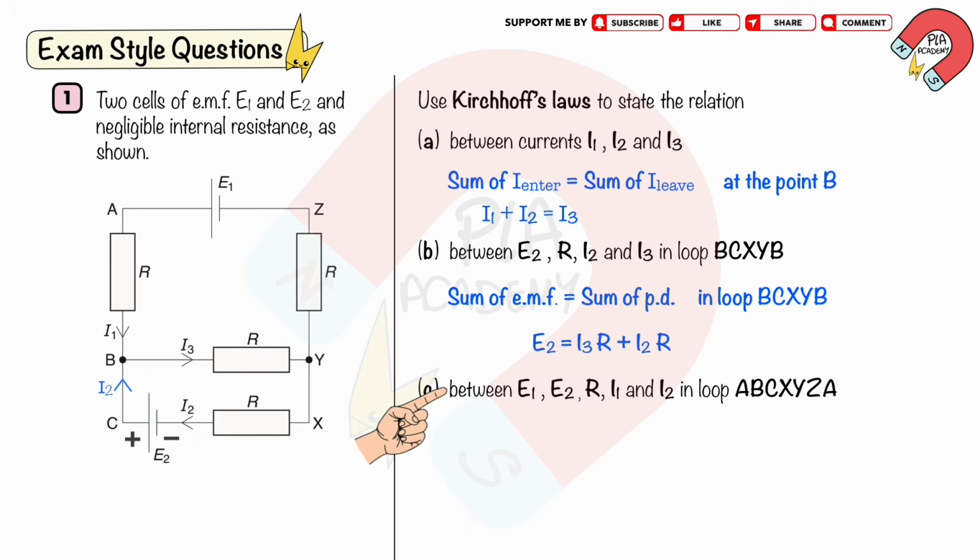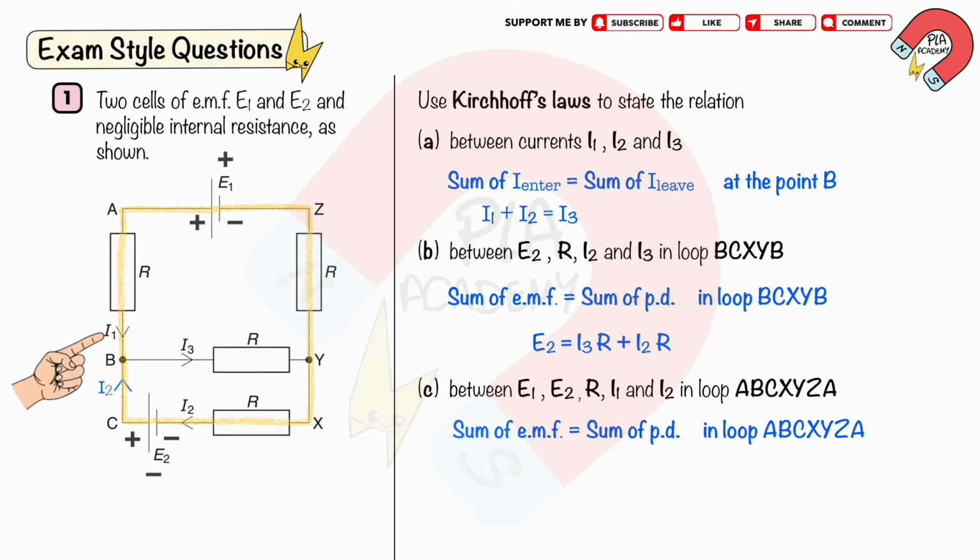(c) The relation between E1, E2, R, I1 and I2 in loop ABCXYZA. Using Kirchhoff's second law for this relationship, the sum of EMF is equal to the sum of PD in loop ABCXYZA. The EMF E1 drives a current flow from positive to negative in an anticlockwise direction. We take the current flowing in the anticlockwise direction as positive. So, E1 has a positive sign. The EMF E2 drives a current flow from positive to negative in a clockwise direction. So, E2 has a negative sign.